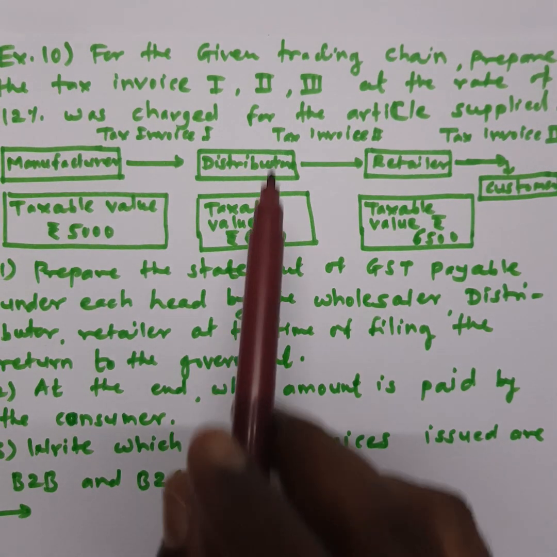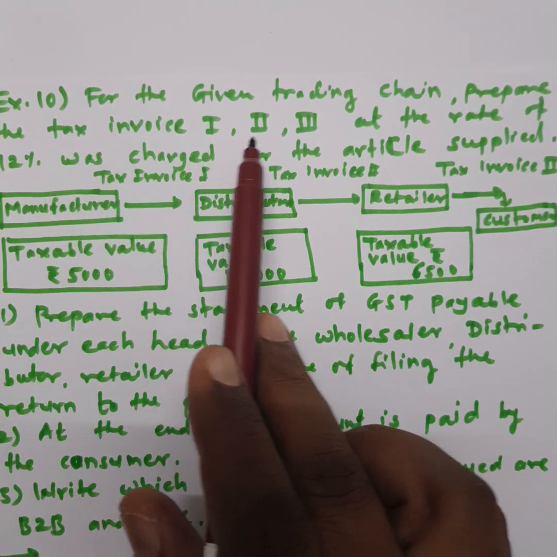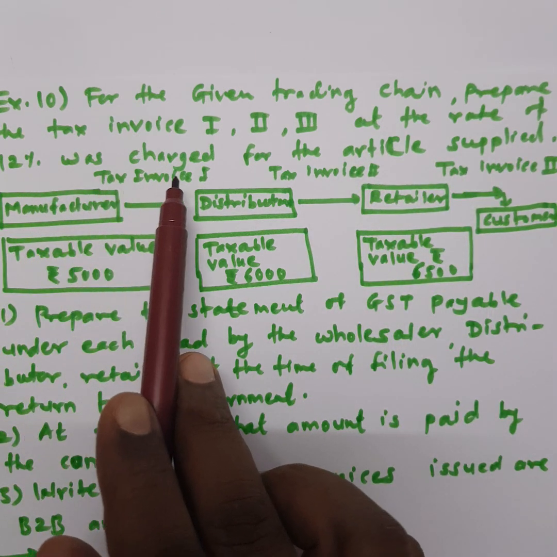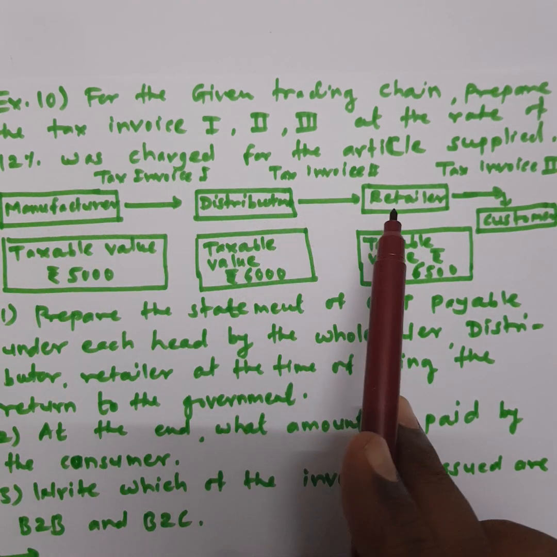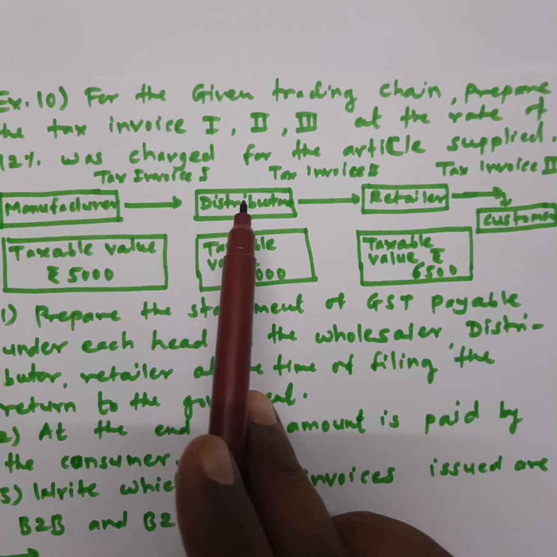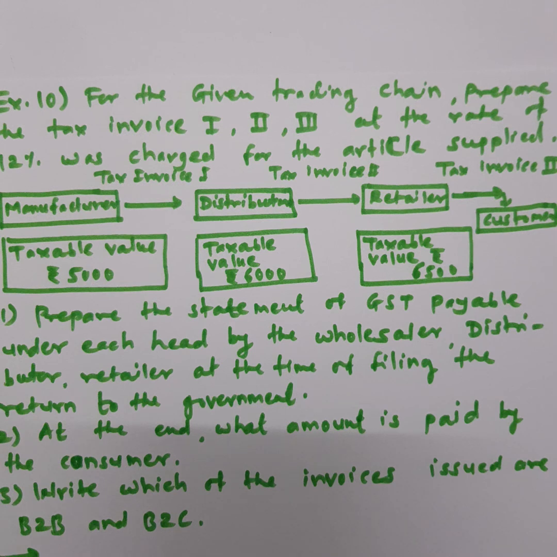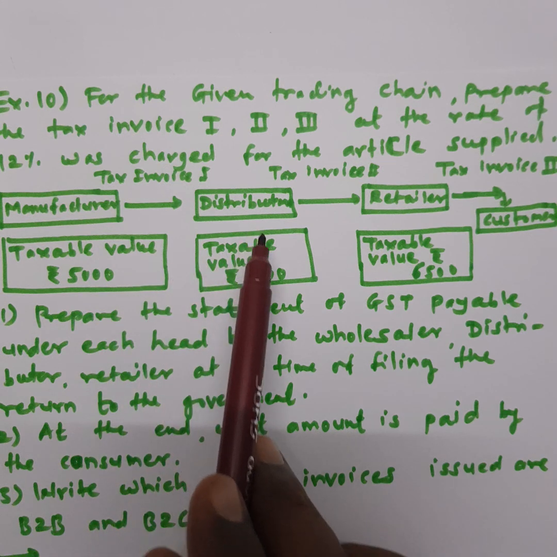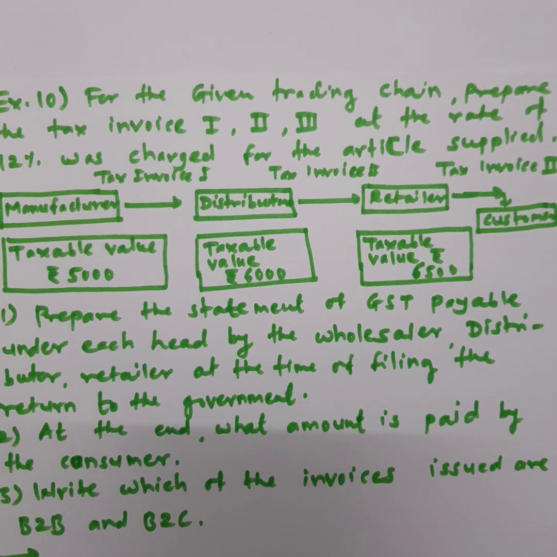Example number 10. For the given trading chain, prepare the tax invoices 1, 2 and 3, where 12% GST was charged for the article supplied. Here the chain is manufacturer, distributor, retailer and customer. Tax invoice first from manufacturer to distributor, second from distributor to retailer and third from retailer to customer. Taxable value for the manufacturer is 5,000 rupees, for the distributor is 6,000 rupees and for the retailer it is 6,500 rupees.